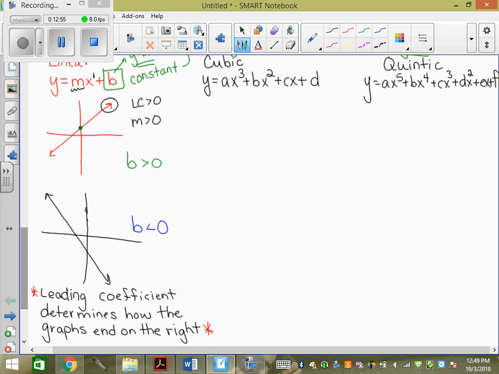LC for leading coefficient. And if I know my leading coefficient is greater than 0, I end up on the right. Because it's an odd function, I then end down on the left, right? All odd functions will end in opposite directions, always, remember? So this one, I end down on the right. So my m is going to be less than 0. We agree?